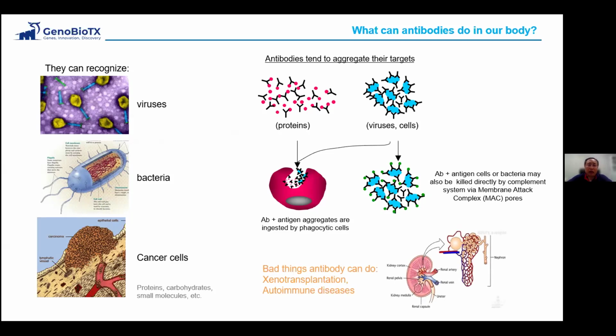Sometimes antibody can also do bad things. For example, GVHD from xenotransplantation or autoimmune disease, in which the antibody can attack our own tissue.